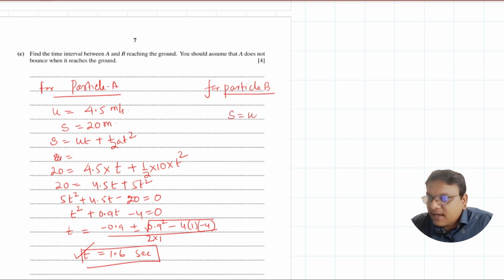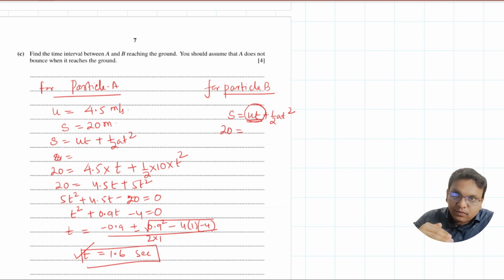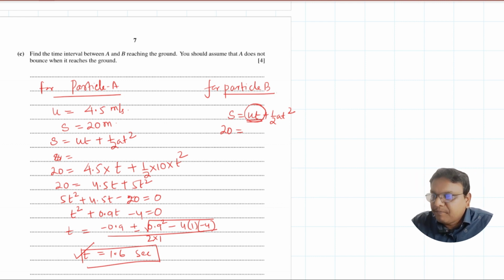Again the same formula, s equal to ut plus half at squared. So 20 is equal to, for particle B, because after collision B comes to rest, right? Yes or no? So that means the initial velocity of B will be exactly 0, because it is coming down. So I'll take the initial speed as 0 for B, so it will be 0 times t, plus half times acceleration due to gravity 10 times t squared. So 20 is equal to 5t squared.